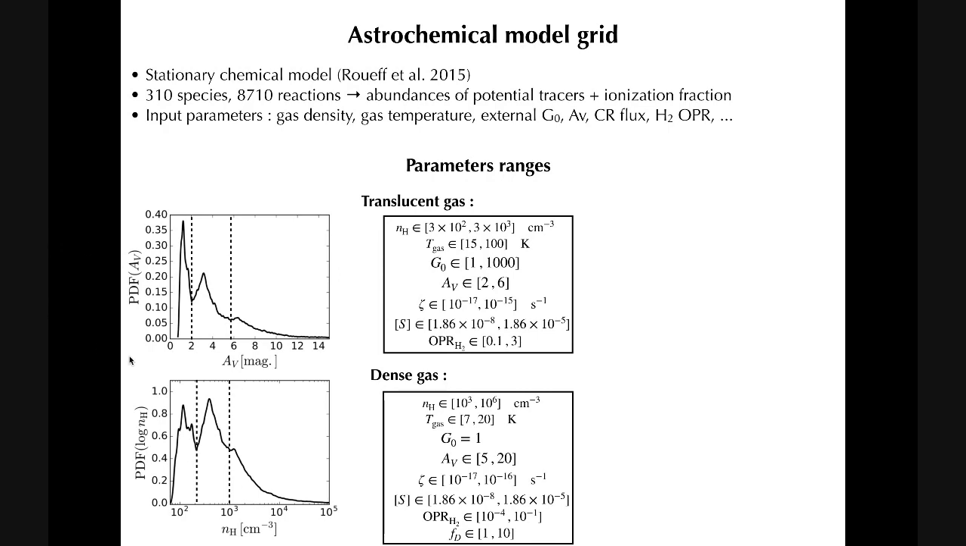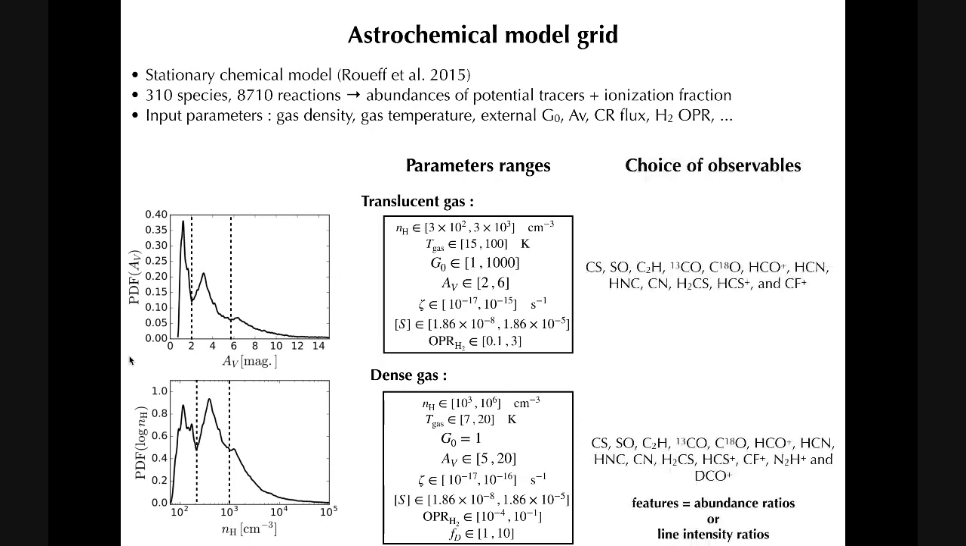And one important point here is that in dense gas, in addition to the other parameters, we also explored a depletion factor to account for freeze out of CO on the grains by a factor between 1 and 10. And we chose a list of potential observables that we can detect in our field. So this is for the model grid.